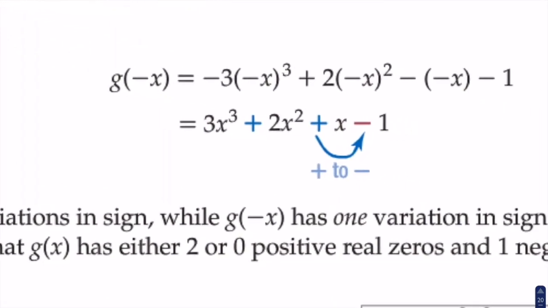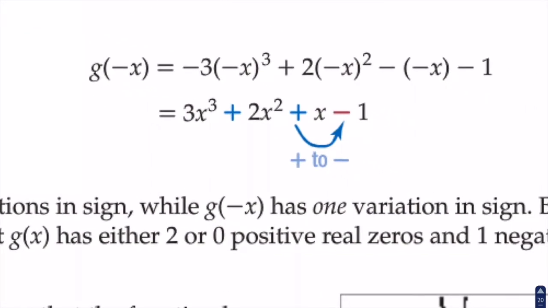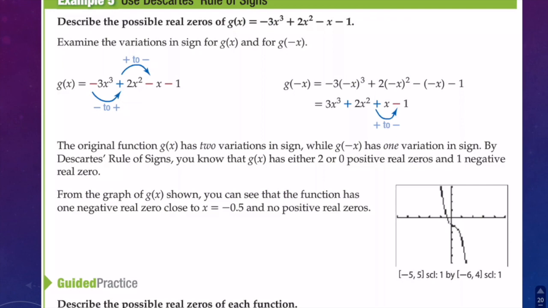Now, if we take g of negative x and replace x with negative x and show its result, notice how they do that here. With -3 times negative x to the third, that turns into positive 3x to the third, and then positive 2 times negative x squared stays positive. So that doesn't change sign, right? So we've got 3x to the 3 plus 2x to the 2. That doesn't change sign because those are both positive. And then plus x, that's still not a change, but then it finally changes just once, from positive to negative as we get to the -1. So that's what's going on here.